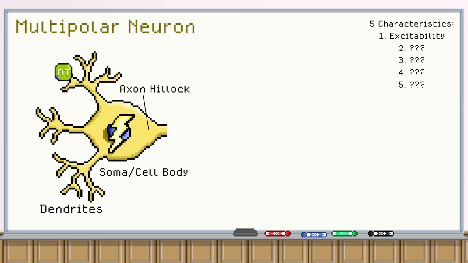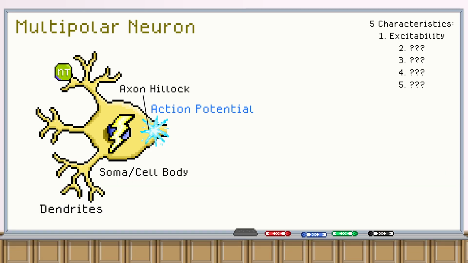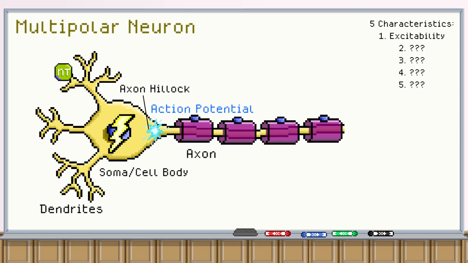The electrical chemical signal that's generated here is known as the action potential. So remember this. Action potentials are generated at the axon hillock. The action potential then needs to travel down this long and thin projection known as an axon.